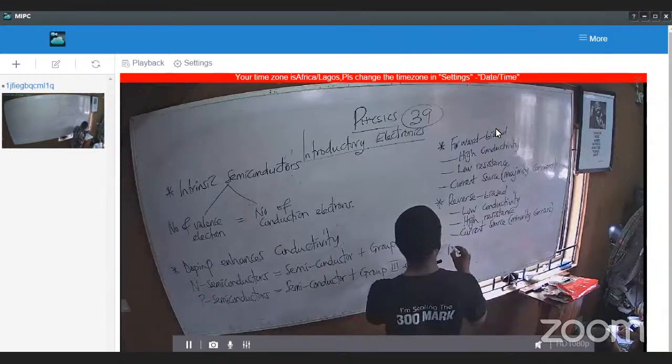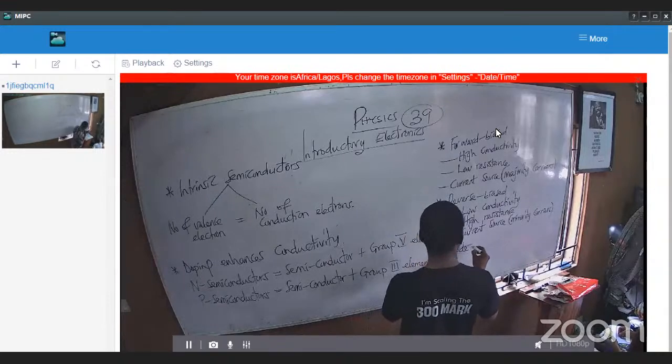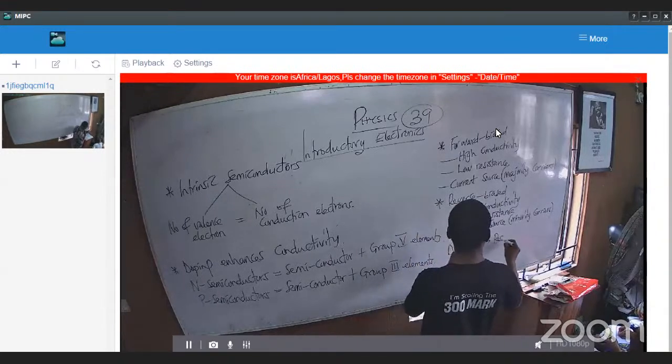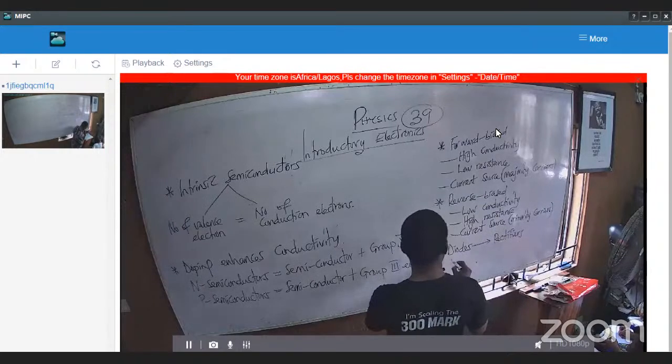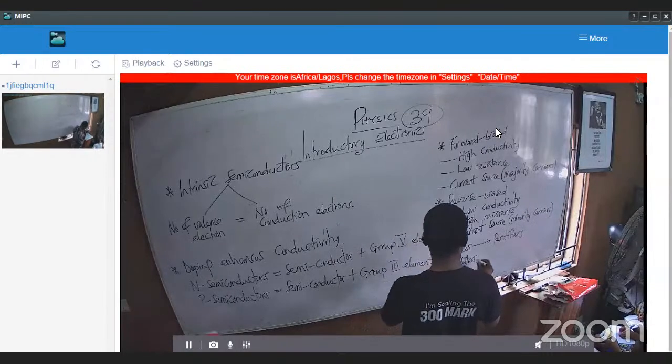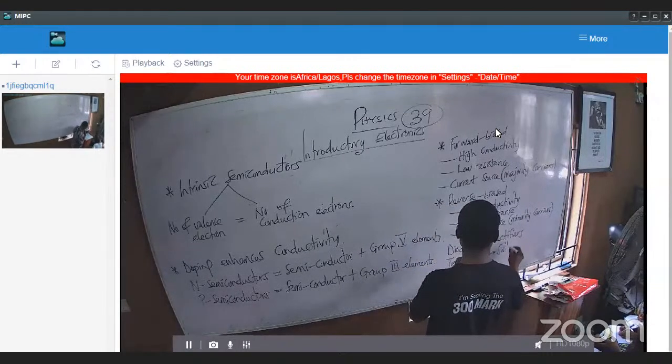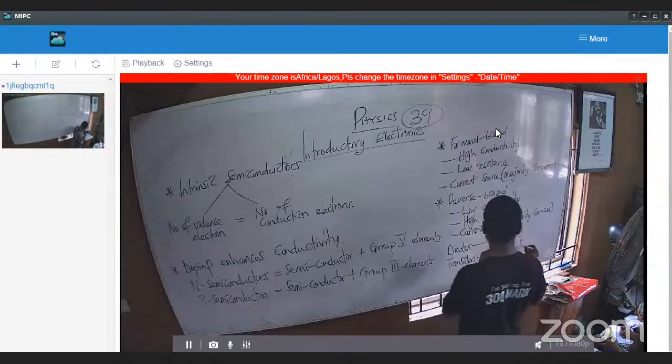When we refer to diodes, their major work is rectification. Rectifiers. Then when we refer to transistors, they are switches and amplifiers.